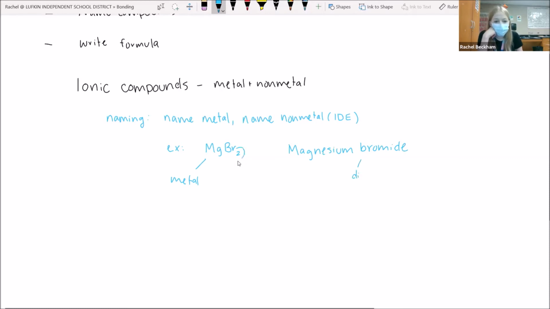So even though this has a 2 right here, this is enough information to figure out the formula because we know the charge. And so we can do that crossover rule later. And so for ionic compounds, you don't do any prefix. You just write the name of each one and you change the ending to "-ide".